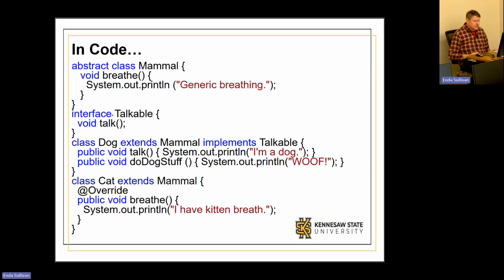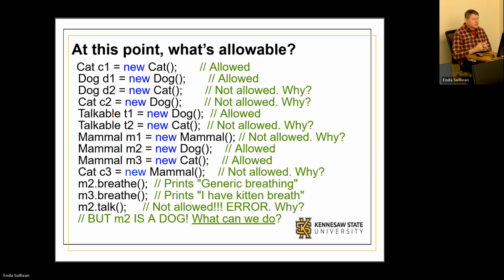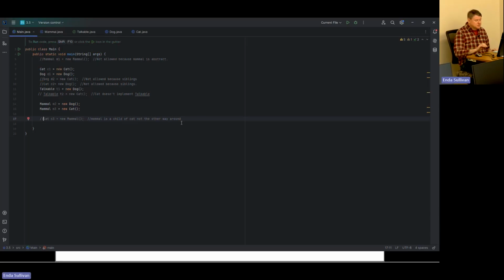Okay. Next up, we have a couple of calls to different methods. The first one is m2.breathe. We have to look up what M2 is. M2 is this mammal. So it's mammal M2 equals new dog. The question is, am I allowed to call breathe on a dog that's sitting on an object of type mammal? And the answer is yes, I am allowed to do that.